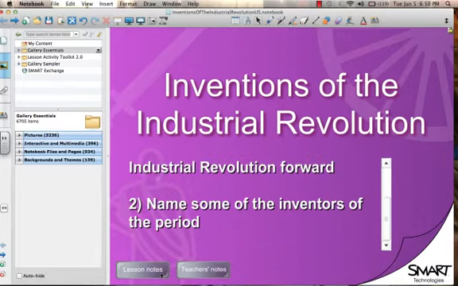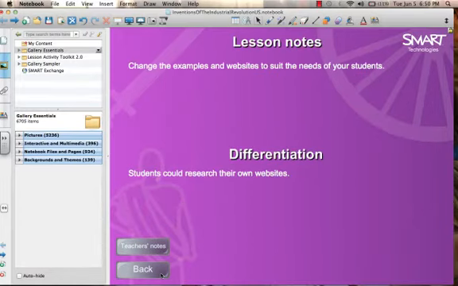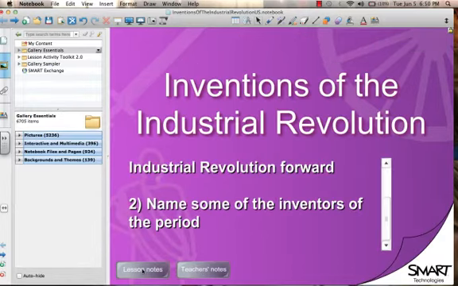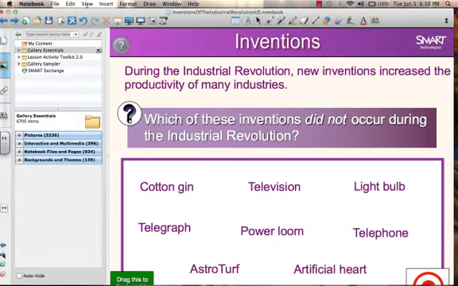They also have a neat thing for lesson notes that you can double click, and this is where they suggest putting different examples or websites in differentiation, how students could research their own websites. For classes that I would be teaching, this would definitely be something I would want to amend. And so here we can click back and go back to the first page, and we're going to go to the next slide.